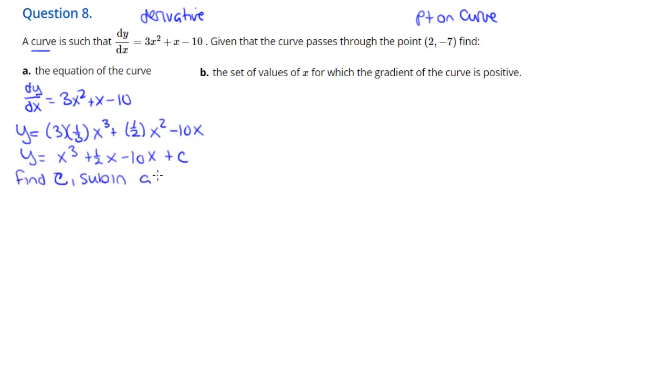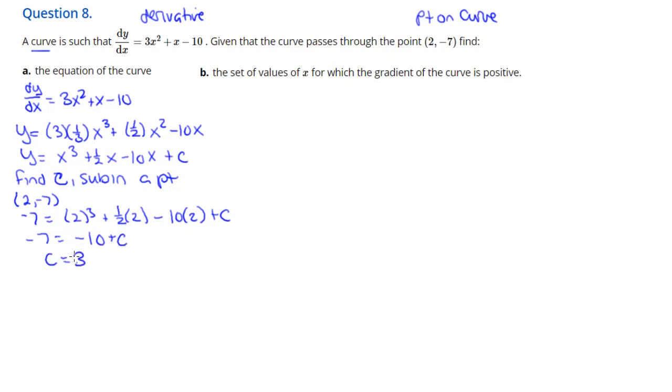Now I've got to find c. I'm going to sub in a point. Well, they gave me one. That was nice. So all I do is replace the x and the y and get the c by itself. And I find out that c is going to equal 3. And once I know that c equals 3, all I've got to do is rewrite my original equation and put the c at the end, and I'm good to go.